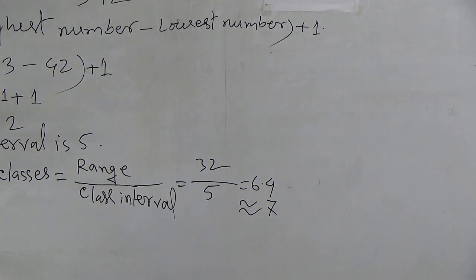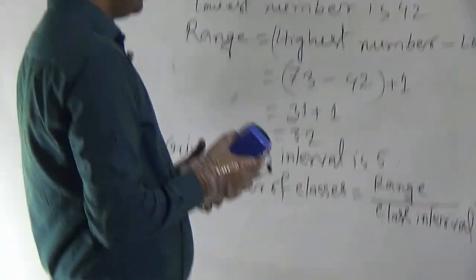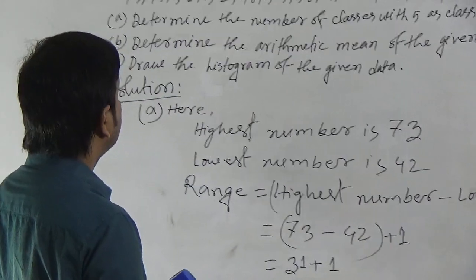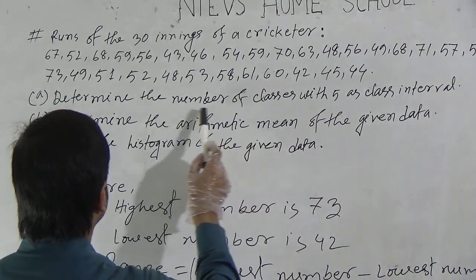It means that if we take 5 as class interval and make a frequency distribution table taking 5 as class interval, number of classes will be 7. Okay, I think this is the answer of question A.